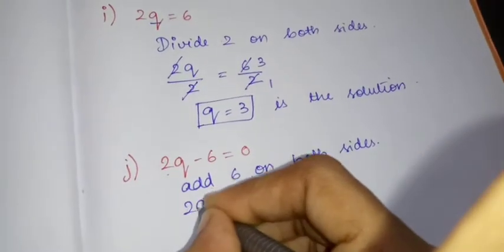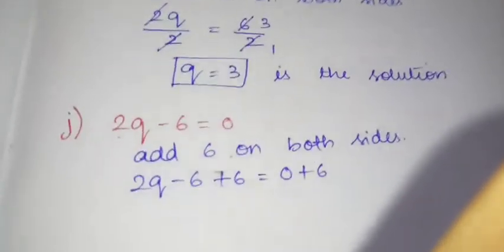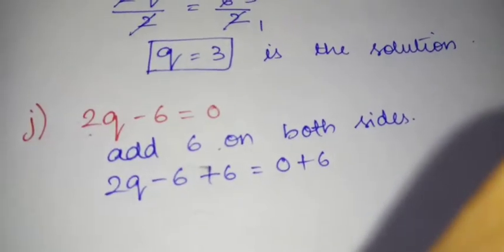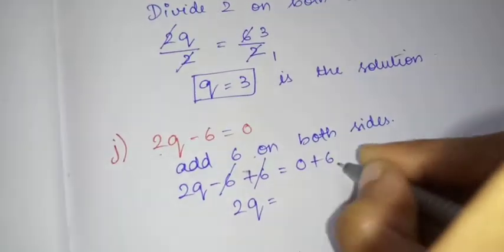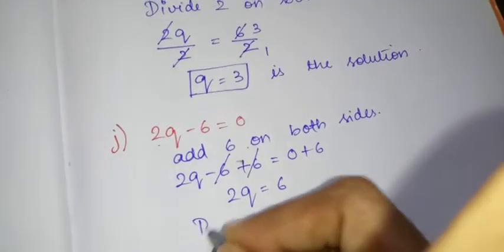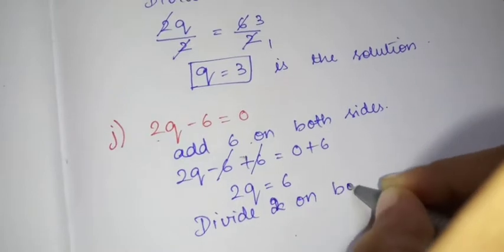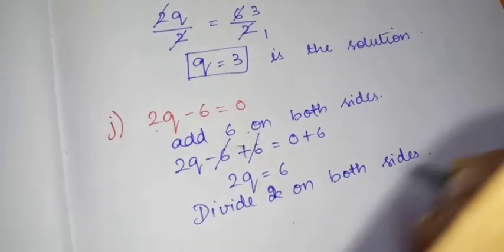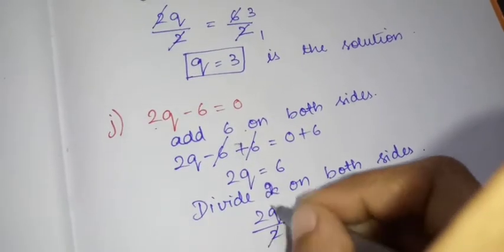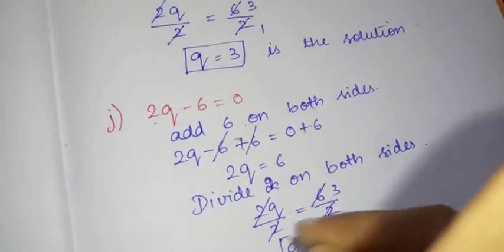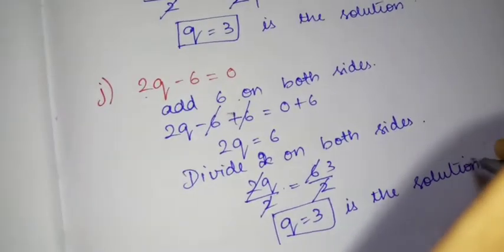So what will it become? 2q minus 6 plus 6 is equal to 0 plus 6. Minus 6 plus 6 cancel. 2q is equal to 0 plus 6, 6. Then divide 2 on both sides. 2q divided by 2 is equal to 6 by 2. 3, 2 cancel. q is equal to 3 is the solution.